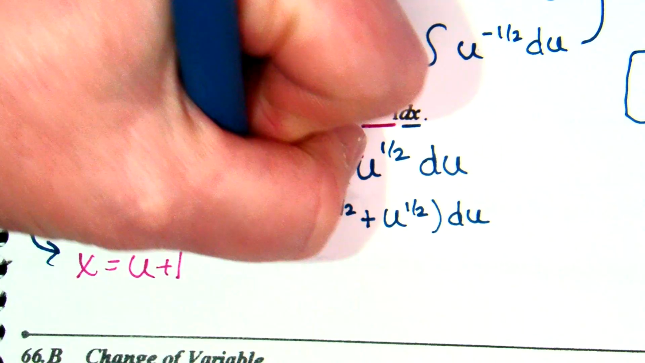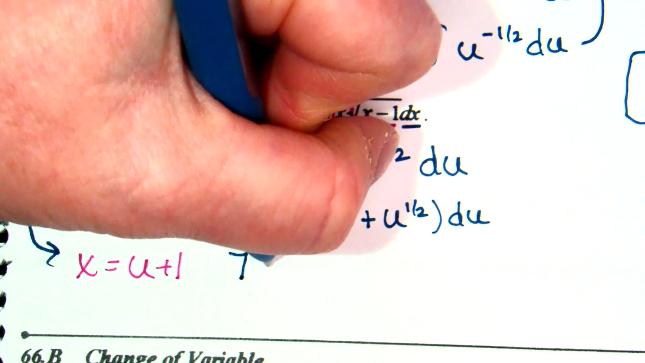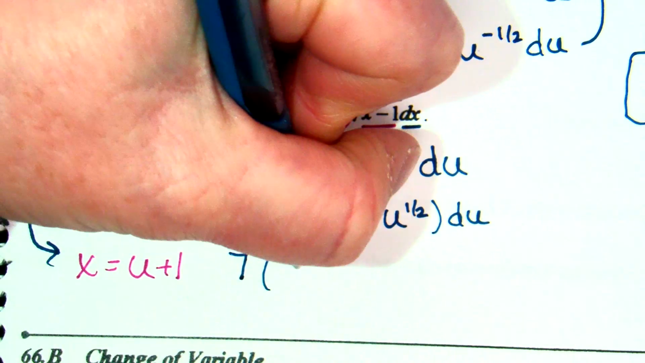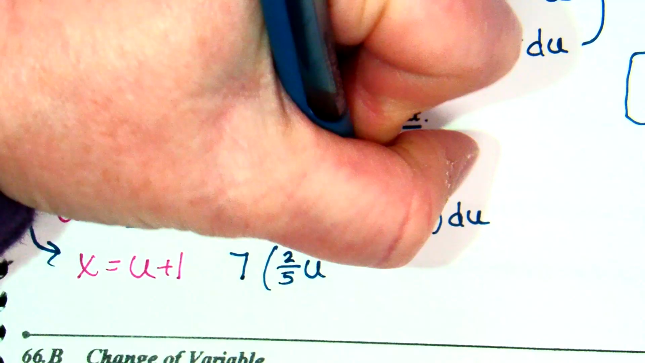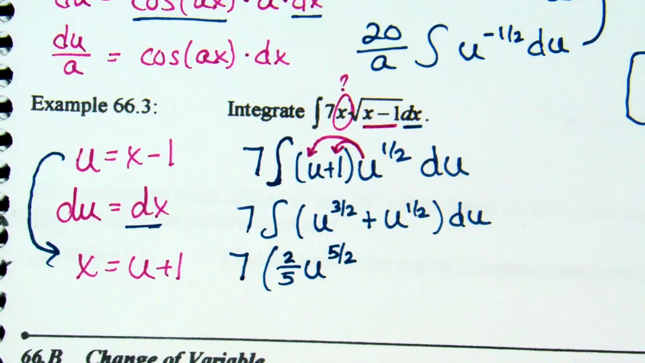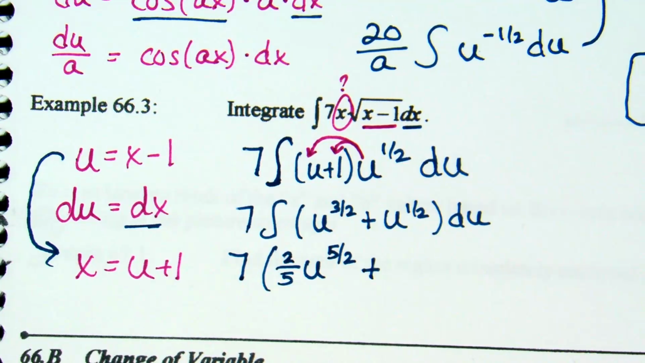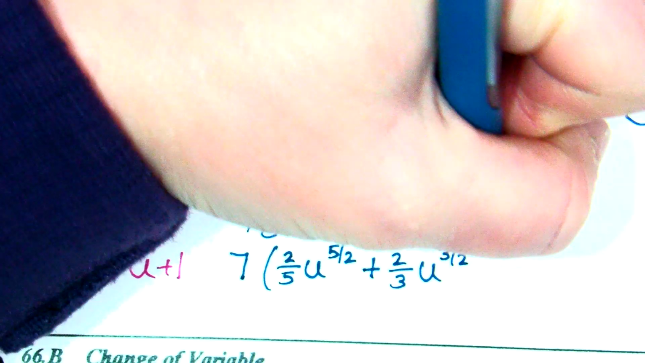Add 1 to the power, divide by that new power, right? So I'm going to keep my 7 out front. What about u to the 3/2? Yep, 2/5 u to the 5/2. You add 1, it becomes 5/2. Dividing by 5/2 is multiplying by 2/5. Plus, what about u to the 1/2? 2/3 u to the 3/2, and don't forget, plus c.